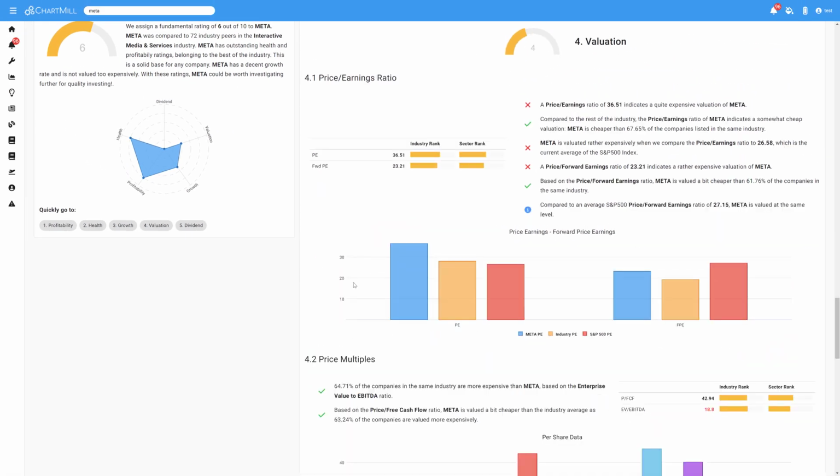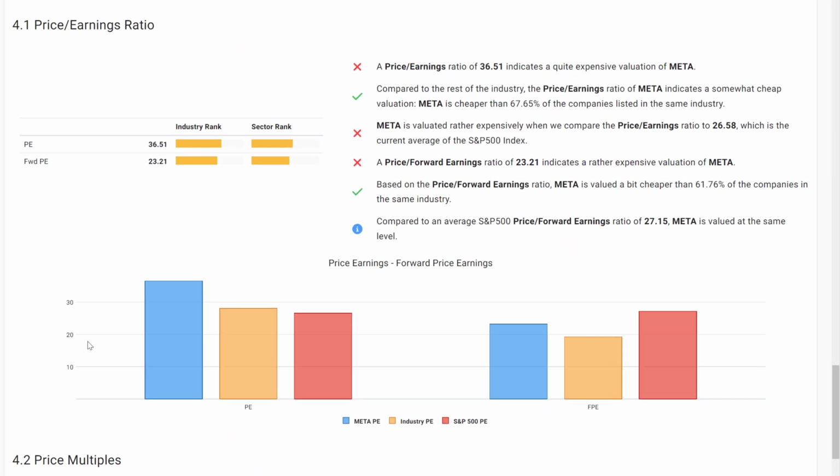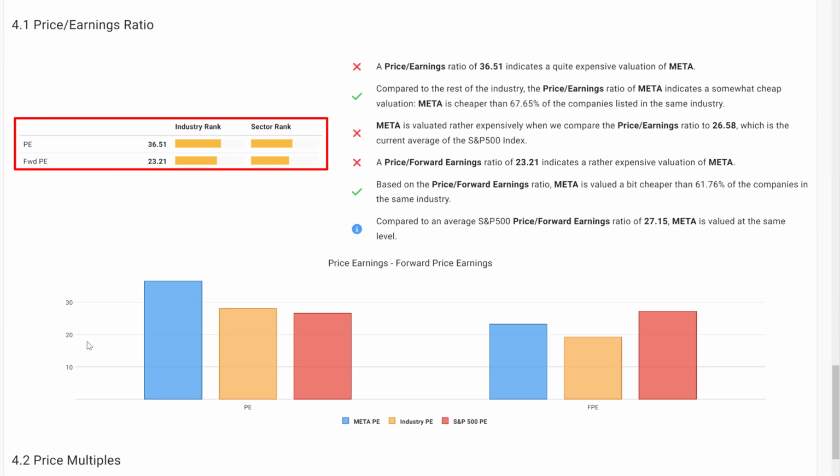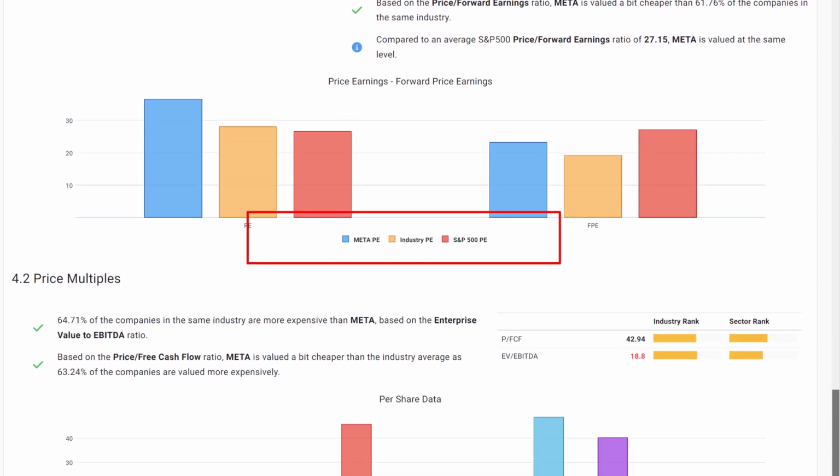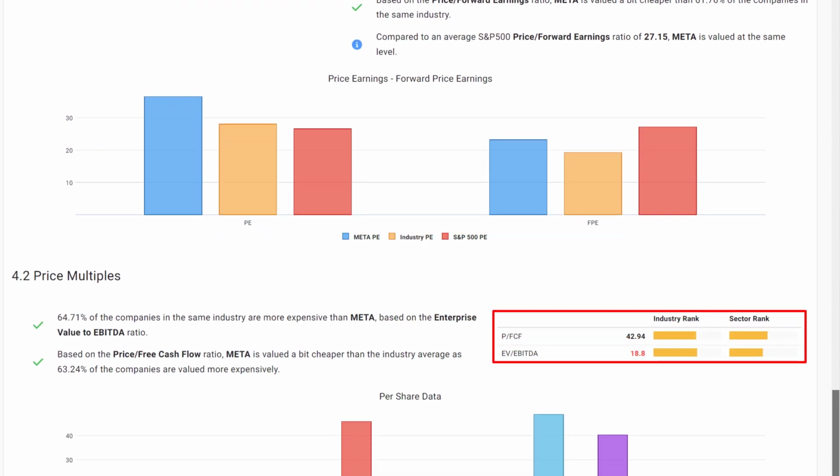The fourth section gives more detailed info on how cheap or expensive a stock is. In other words, it provides information about how the stock is valued. The first section considers the price to earnings ratio and the estimated price to earnings ratio. A number of price multiples are also considered, being the price to the free cash flow and the enterprise value to the EBITDA. Furthermore, growth is also considered.